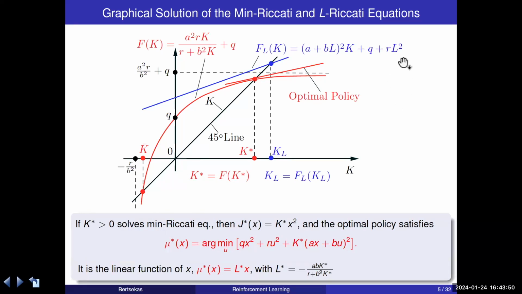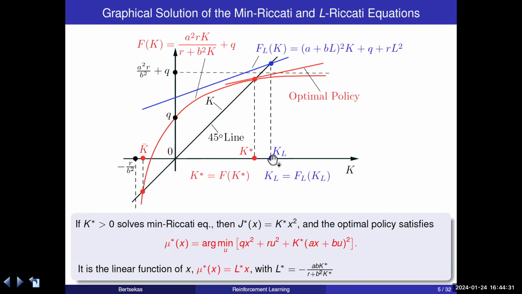And how about the L-Riccati equation? The L-Riccati equation is k equals F_L of k, and if we plot the right-hand side, it is linear in k, like this. So we intersect this line that corresponds to the L-Riccati equation with this 45-degree line, and the point of intersection gives you the cost coefficient of the policy, K_L. That's how we obtain the solutions of these two equations.